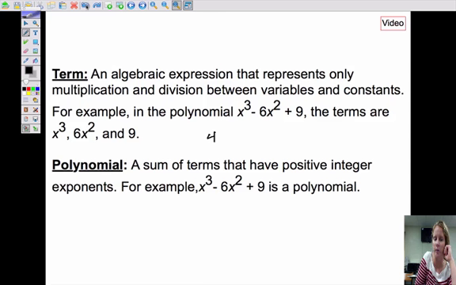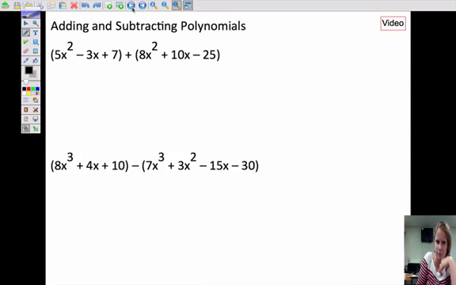All right. The polynomial then is a sum of terms that have positive integers for exponents. All right. So the polynomial is when it's all added or subtracted together. Okay. It's the expression itself. All right. And we have different types of polynomials. All right. And we'll get to that.